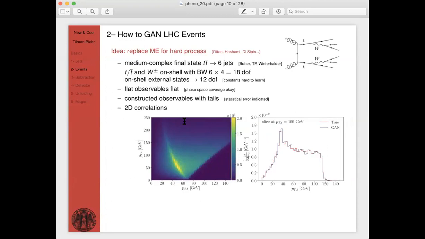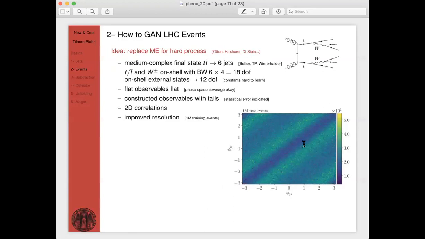This is a two-dimensional correlation with a phase-space boundary and a Jacobian peak, and the entire thing works fine. Here is a cut through this at 100 GeV, and it works fine. Two-dimensional correlations are no problem. We checked all kinds of correlations in our analysis, and never a problem. And here, this is just an illustration.